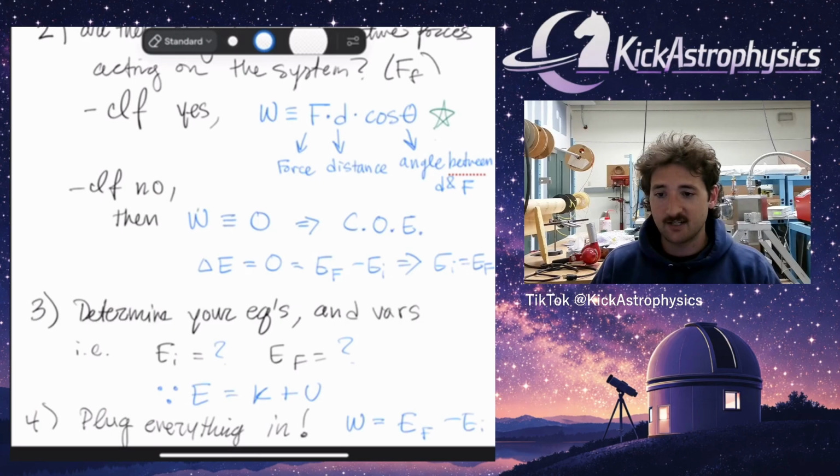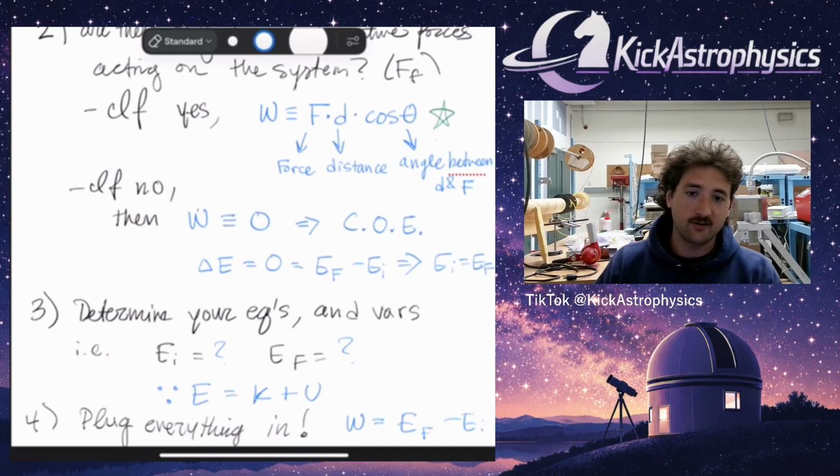And last but not least, determining our equations and our variables. So what our initial energy is composed of, what our final energy is composed of, and then plugging it all in. And then from there, we can determine whatever variable the problem is looking for. So even if you don't make it all the way, you'll be able to write down all these different equations and hopefully come to an answer and be able to get some credit.